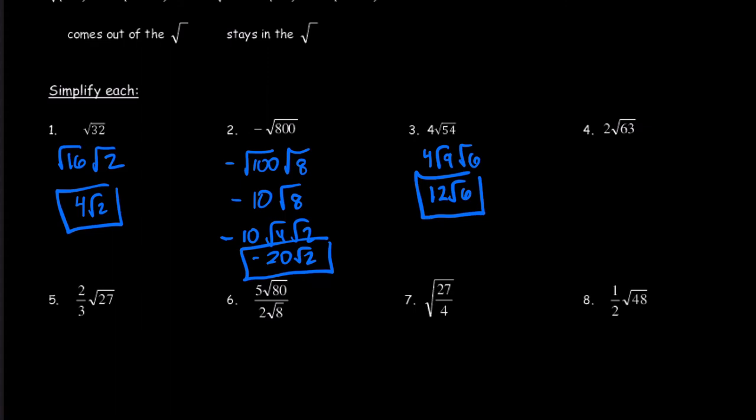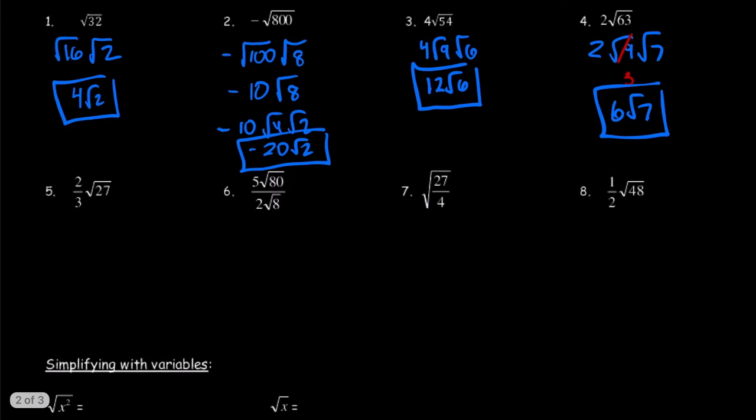2 square root 63, again, 9 goes into 63, so let's break this up. 2 square root 9 times square root 7. And the square root of 9 is just 3, so that comes out. So now we have 2 times 3 times square root 7. So 2 times 3 is 6. That just gives me 6 square root 7.